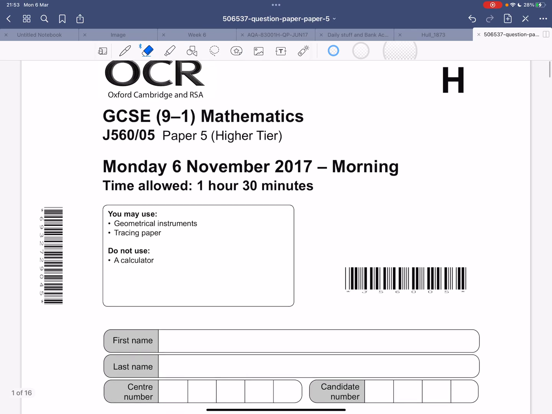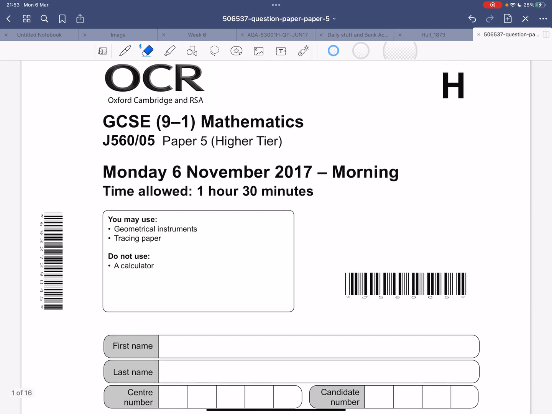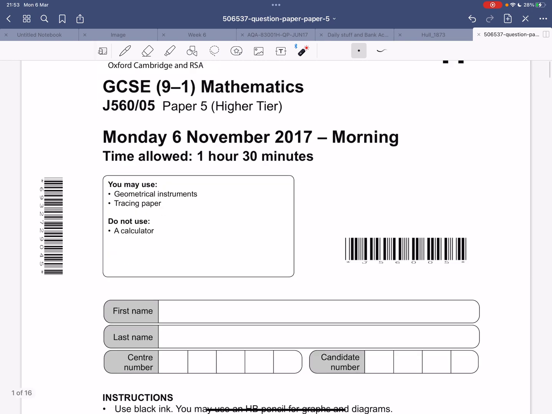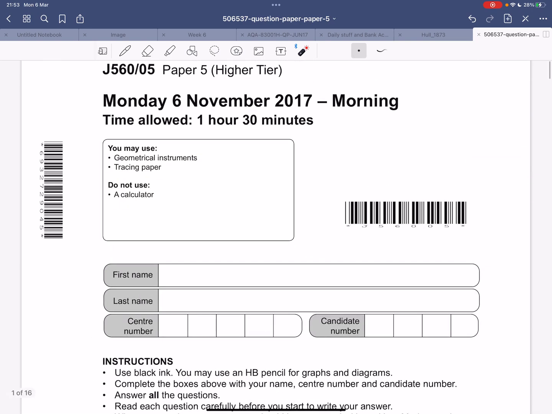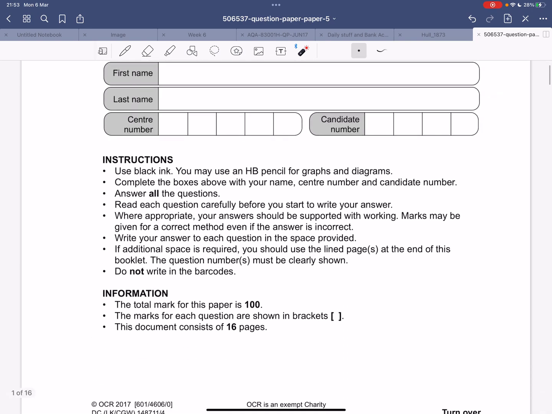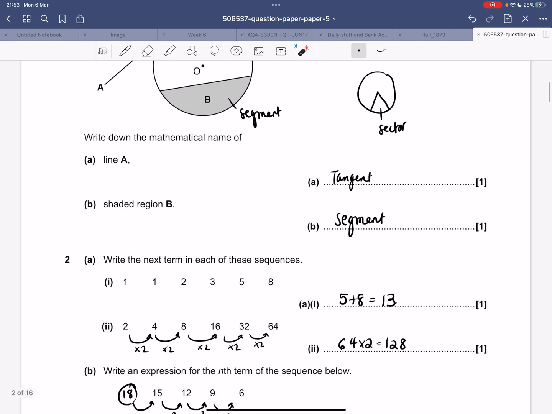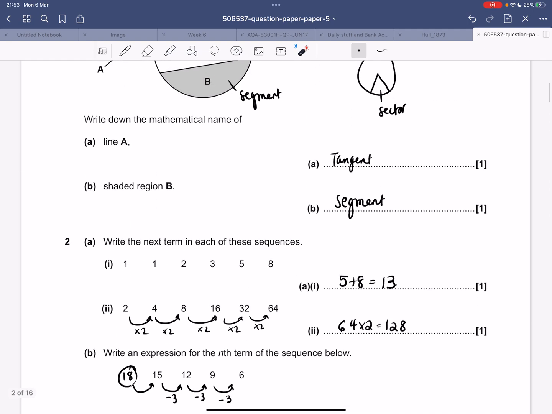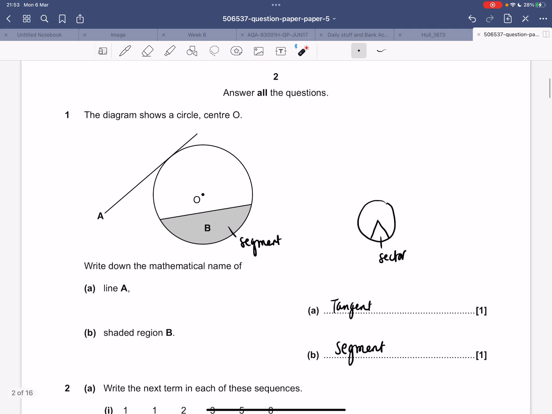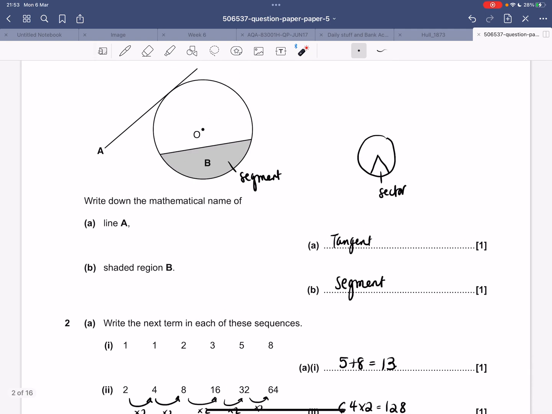This is OCR Higher, November 2017. Okay, and it's paper 5, which is a non-calculator paper. I've already done this first page, so I'll just talk about it, but it's only the first page that I've done.